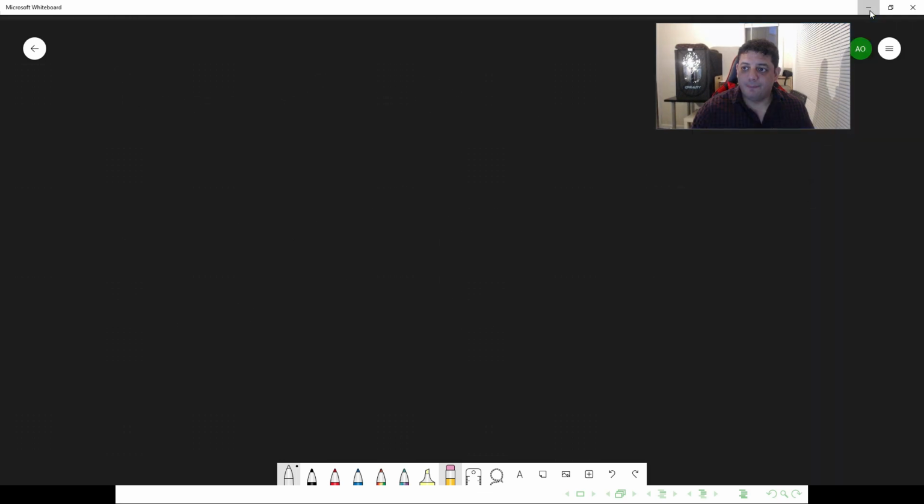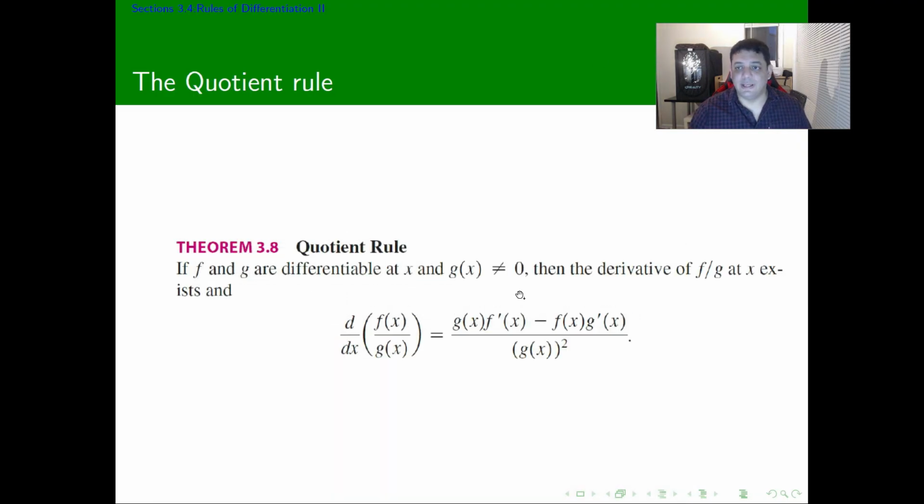Now, the quotient rule is very similar to the product rule, but some things are going to change. If we take the derivative of the quotient f over g, we're going to have the derivative of the function f times g minus the function f times the derivative of g. Notice that we don't have a plus here, instead we have a minus. And after we're done with this part, we divide by the function g squared.